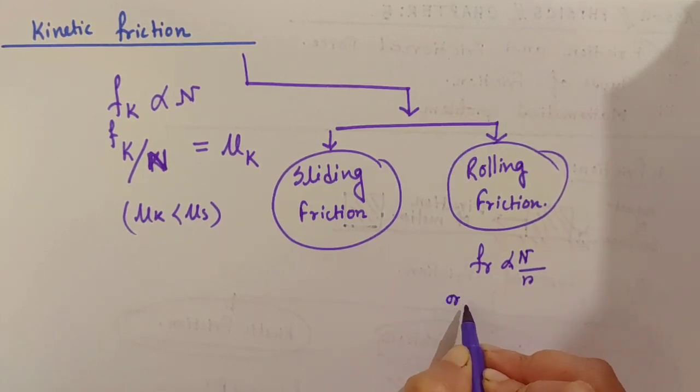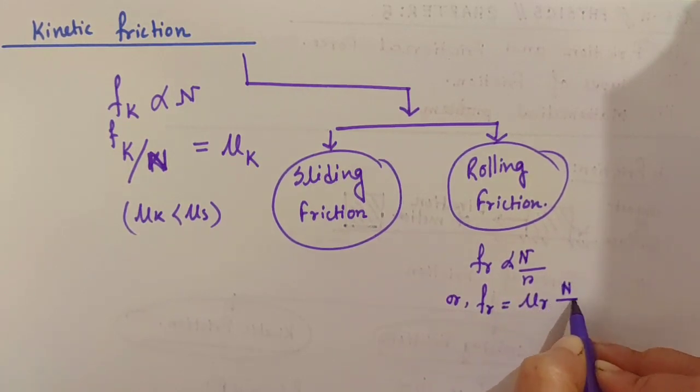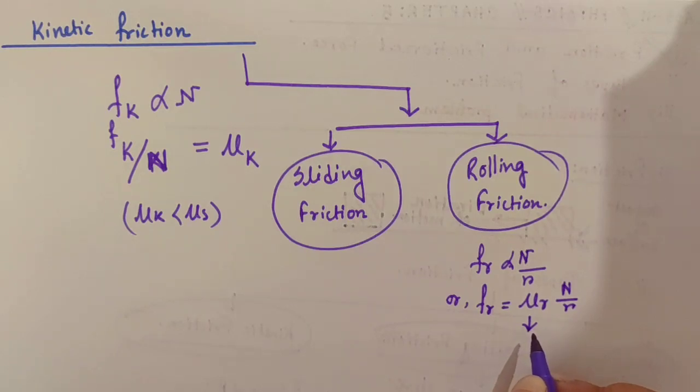So from here we can write again Fr is equal to mu R N by R. So this mu R constant is known as the coefficient of rolling friction. It has the unit and dimension of length. And you have to remember mu R is less than mu K, which is less than mu S. Mu K is the coefficient of kinetic friction and mu S is the coefficient of static friction.